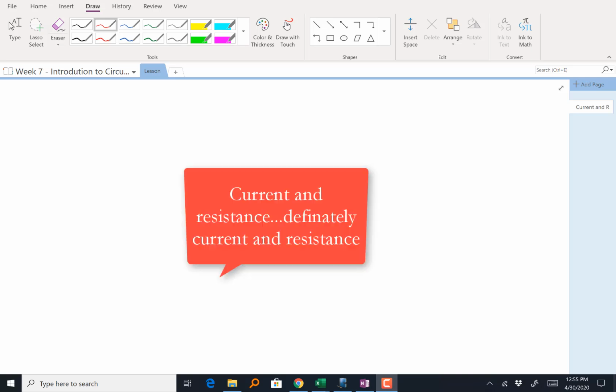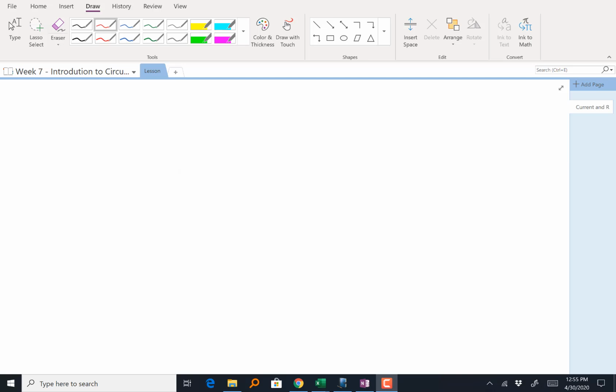And then the work for this week is going to be mainly focused on a lab where we're going to be experimentally determining the relationship between current, resistance, and voltage, which is typically referred to as Ohm's law. So first, let's get started talking about what a circuit is.